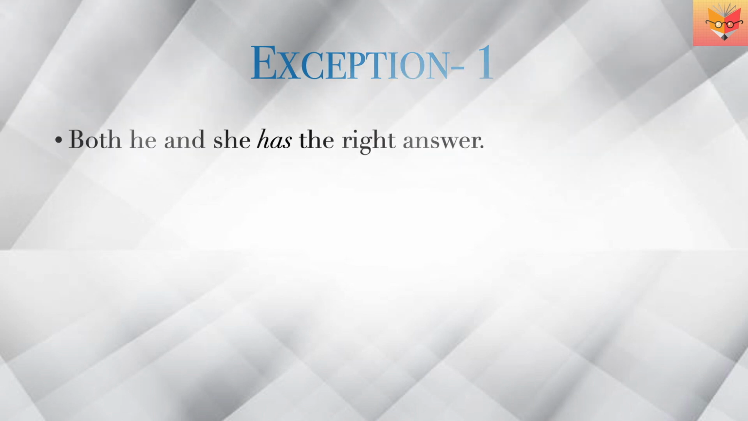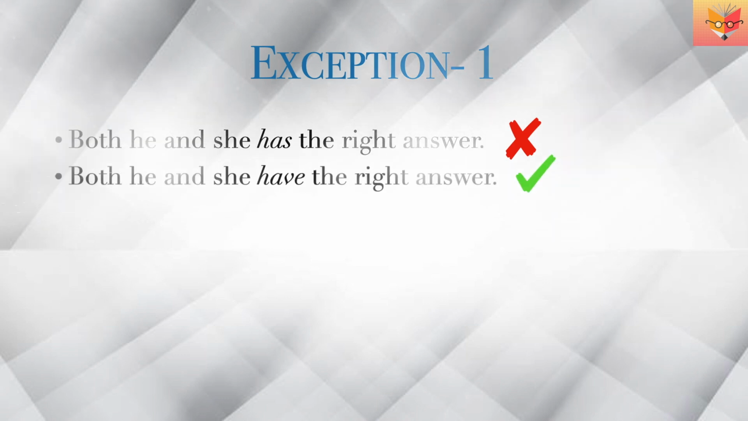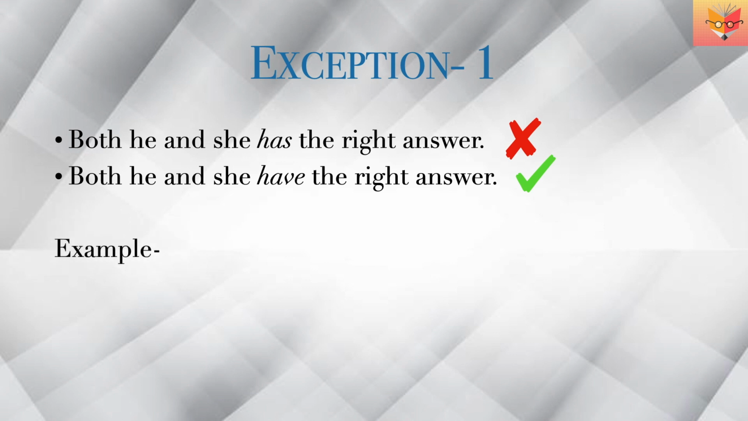Now let's discuss some exceptions to the usage of have when he and she, regarded separately as singular, are combined to form one plural. For example, both he and she has the right answer. This is a wrong sentence. The right sentence is both he and she have the right answer. One more example is she and he have them. She and he are together and are regarded as plural.